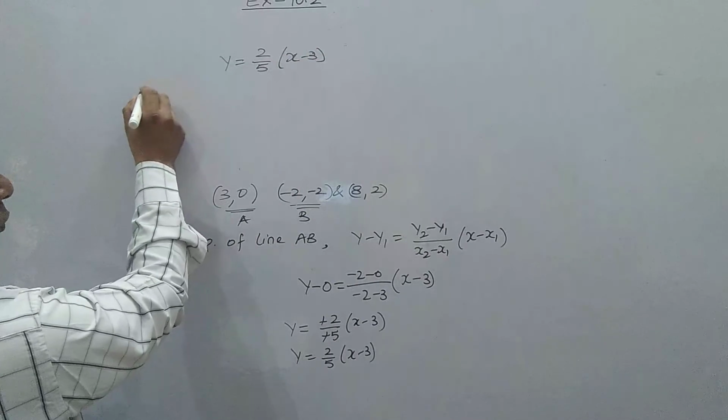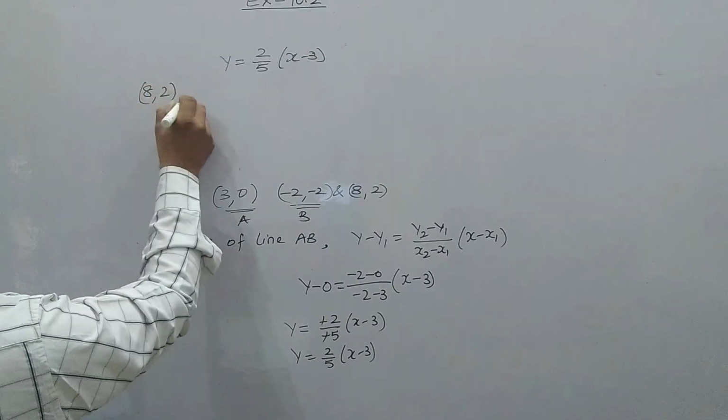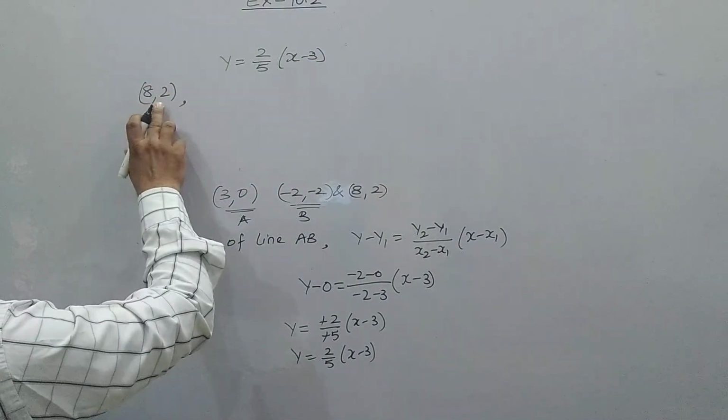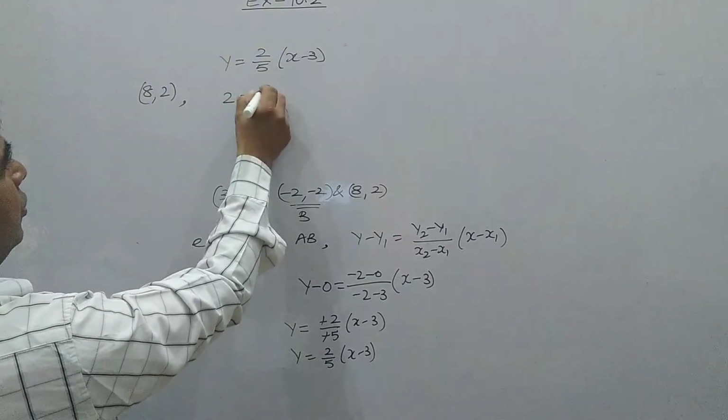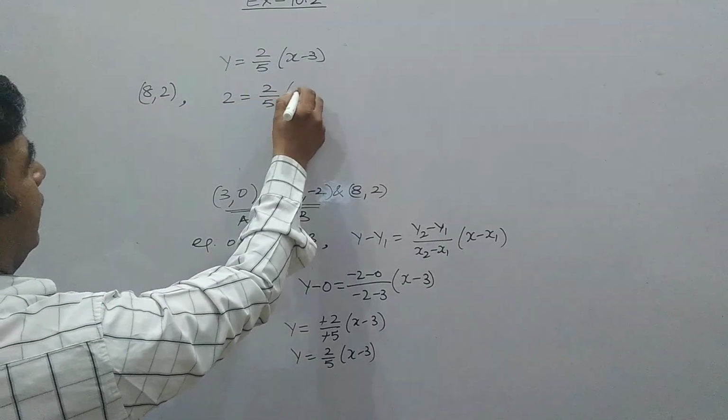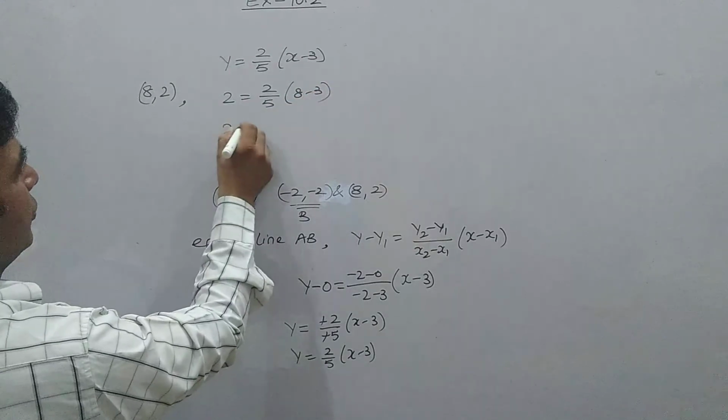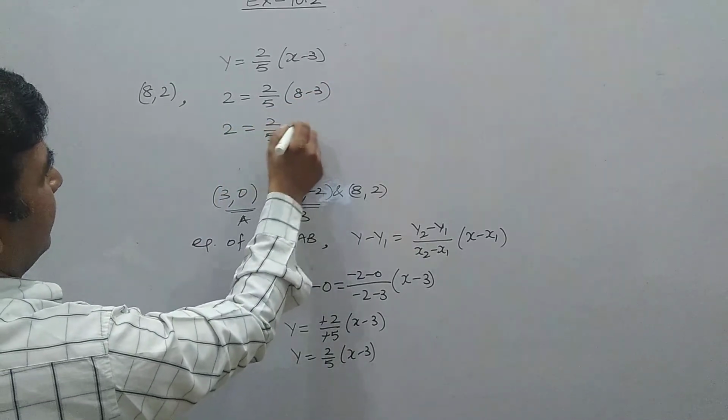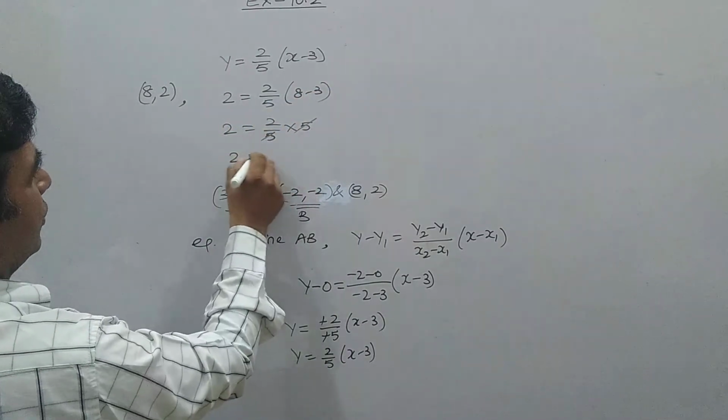Let me check whether the point 8, 2 is lying on this line or not. x is equal to 8, y is equal to 2. So 2 is equal to 2 upon 5 of (8 minus 3), which gives 2 is equal to 2 by 5 multiplied by 5, cancel out, 2 is equal to 2.